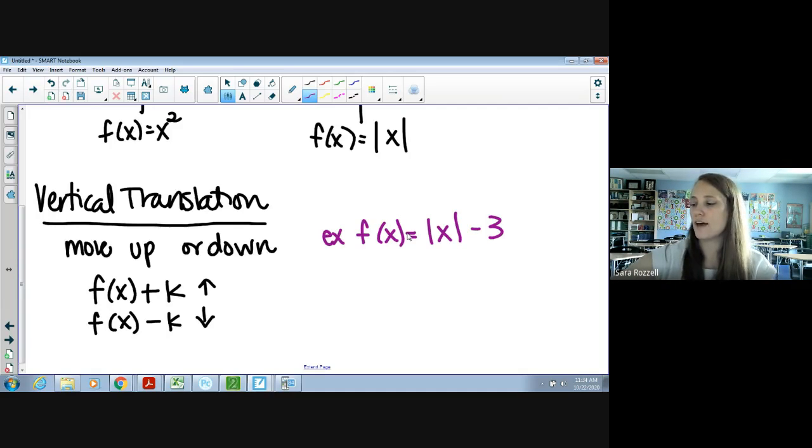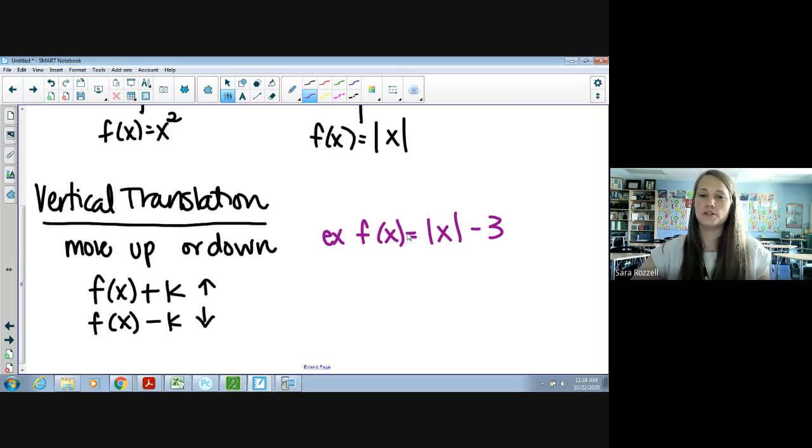So I have the absolute value of x minus 3. That minus 3 is not inside my bars. It's not inside any parentheses. It's on the outside. So that's taking my V shape and moving it, is it moving it up or down?